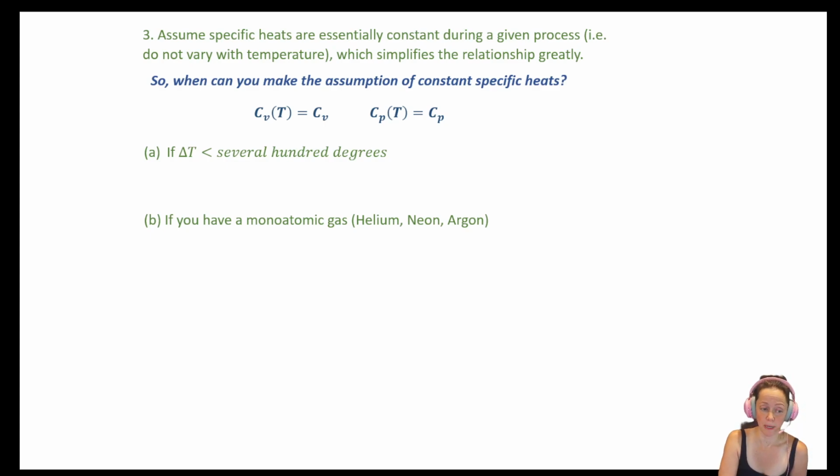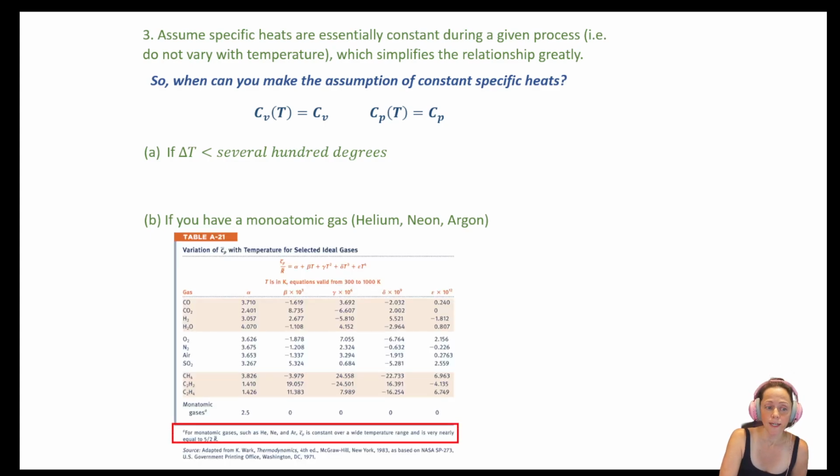The other case is if you have a monoatomic gas, where it would be okay to make the assumption that specific heats are constant. In fact, there's a little line in table A21 at the very bottom. A21 actually has an equation where you can calculate the specific heat values, albeit on a per mole basis, as a function of these constants, alpha, beta, gamma. But at the very bottom, it says for monoatomic gases such as helium, neon, argon, Cp is constant over a wide temperature range and is very nearly 5/2 times the universal gas constant. Notice that there's a bar over this. If you see a bar in this text, it means it's on a per mole basis. So as opposed to being kilojoules per kilogram K, it's kilojoules per kilomole K.